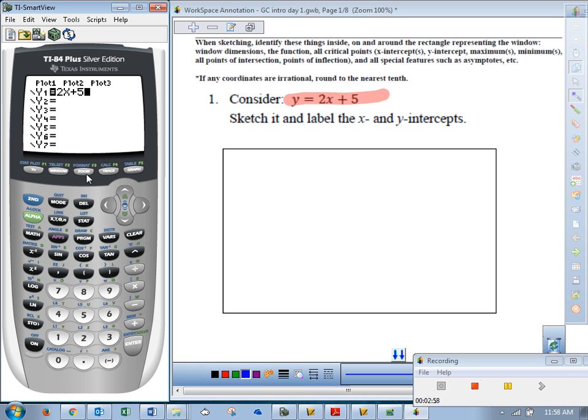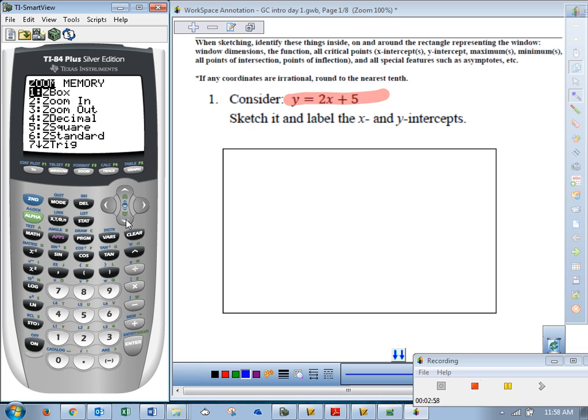You see this zoom button right here. If you hit zoom, go ahead and hit it, it gives you all these different windows that you can graph it by. Option 6, it says Z standard, correct? That stands for the zoom standard. That's our standard window. Let's hit it. So just hit the number 6.